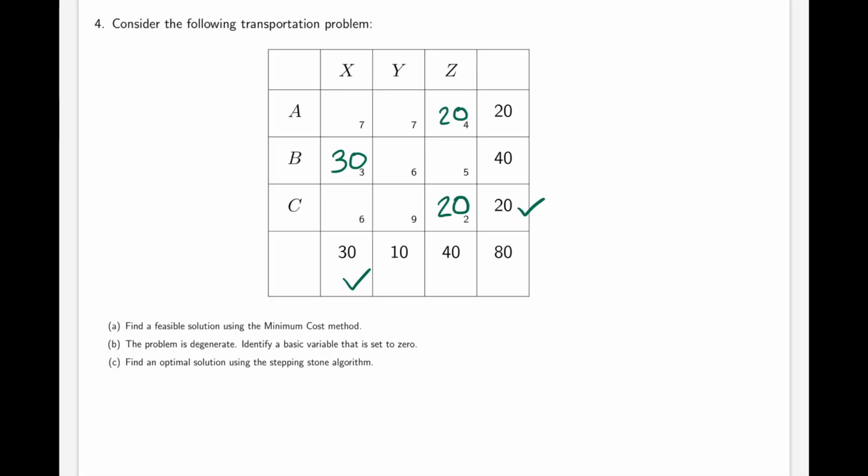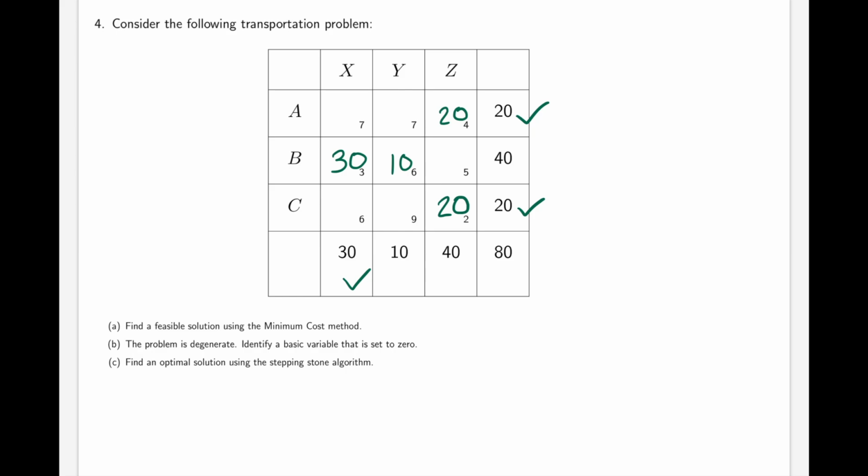If we fill that up as much as possible, we now satisfy the A row and the Z column. So instead of ticking both off, as we want to avoid degeneracy, we'll only tick one of those off. So let me tick the A row off. Now out of what's left, we've already satisfied the Z column, the X column, the A row and the C row. There's only one route left, that is BY, so we'll fill that up as much as possible. And that satisfies both the Y column and the B row.